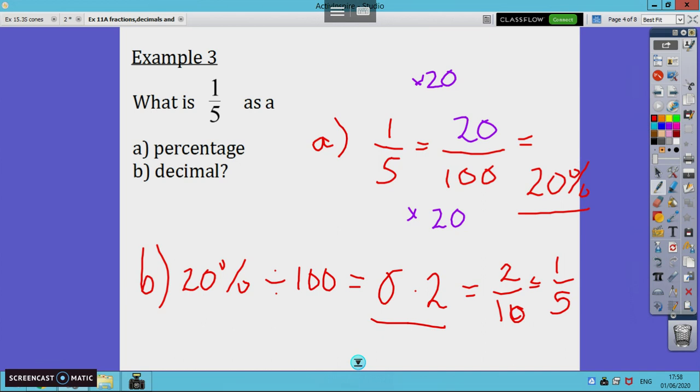Okay, remember decimals, they don't have percentages next to them. It's only percentages that have the percent symbol. So don't, by accident, write a percent sign next to your decimal in your answer. Okay, let's have a look at these.